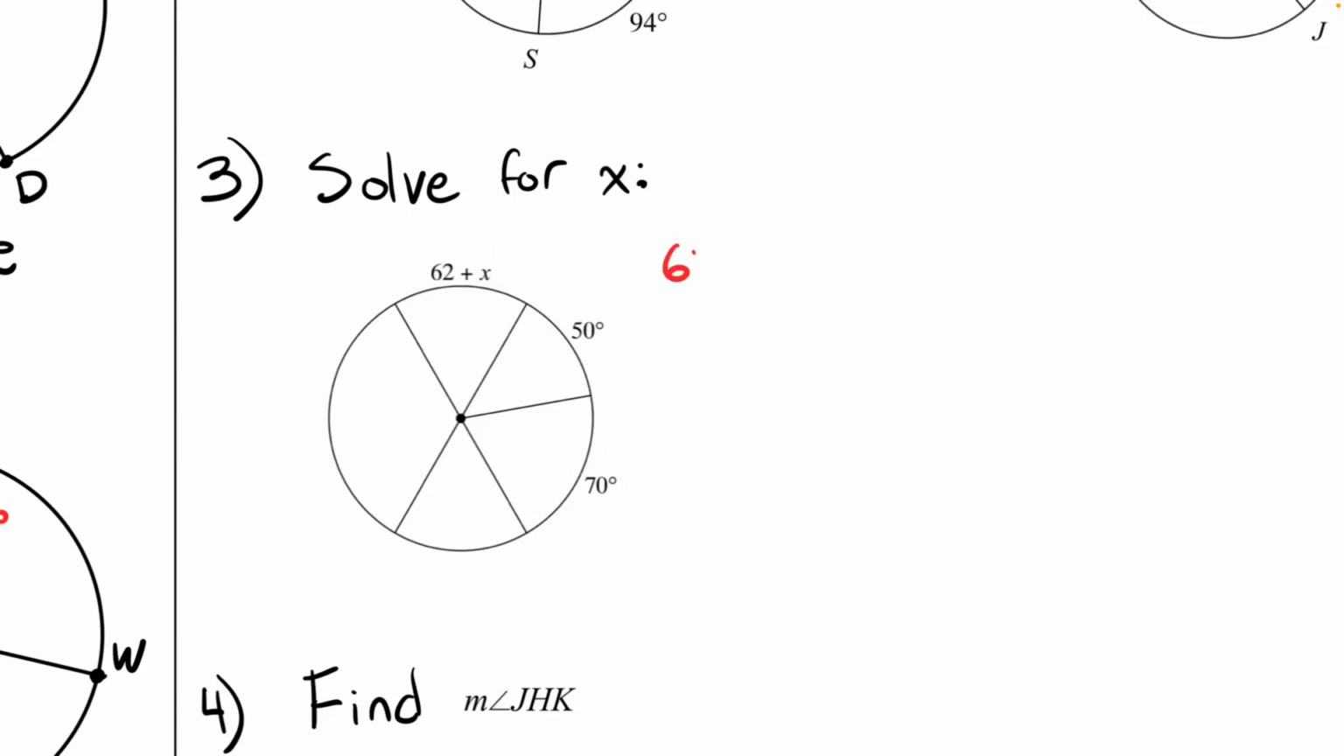Let's write it down. 62 plus X is the first angle, plus 50, which is the next angle, plus 70, which is the last angle, should add up to 180 degrees. And then I just solve.